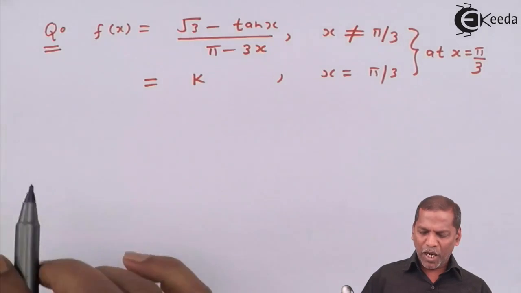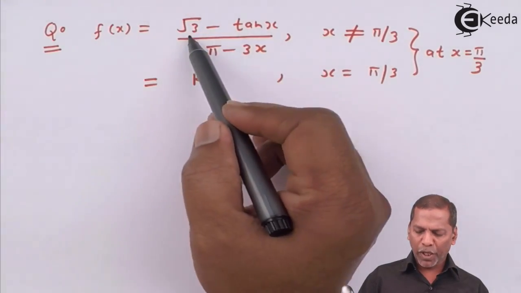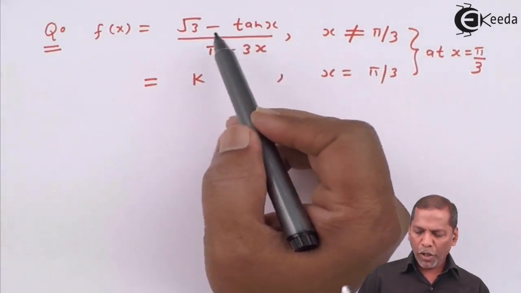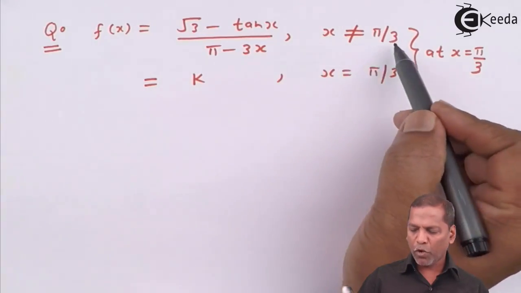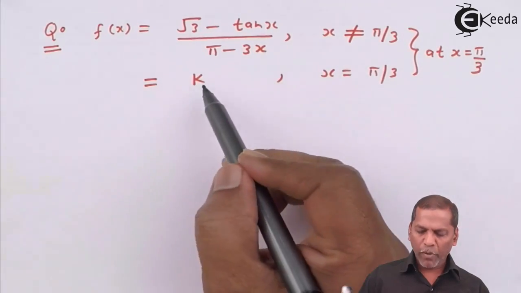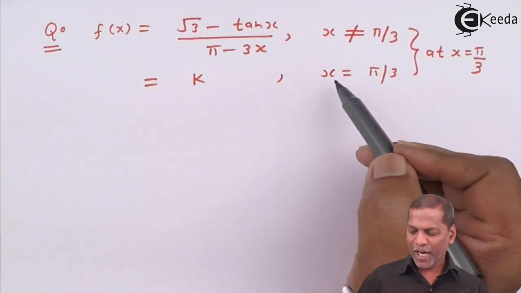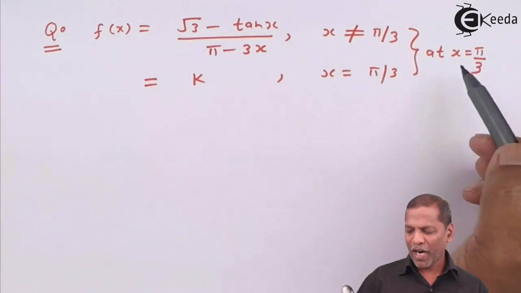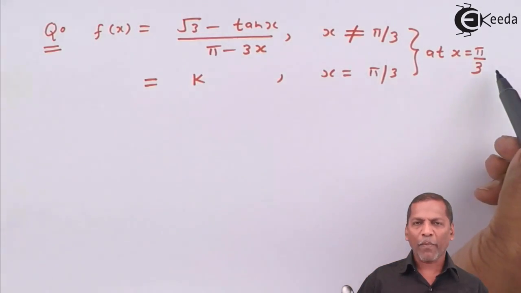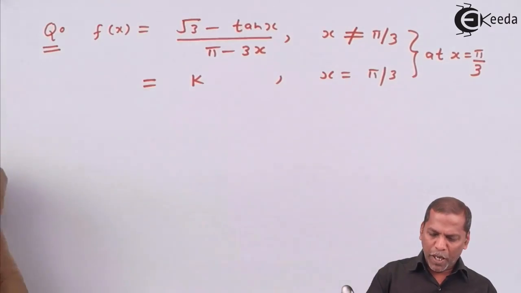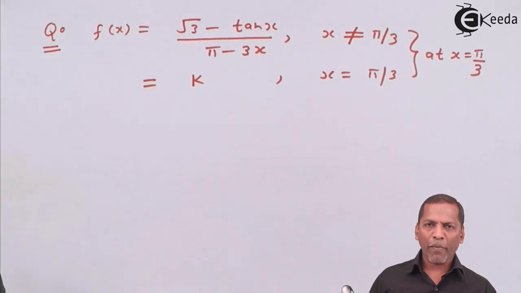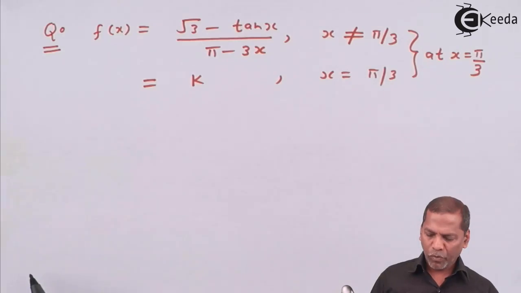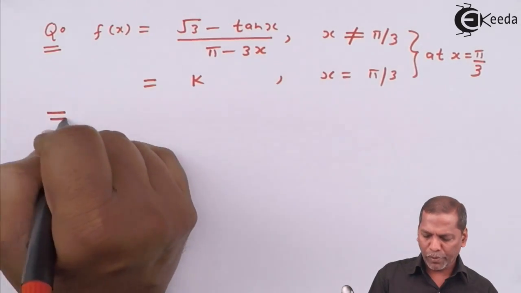The question is f of x is equal to (root 3 minus tan x) divided by (pi minus 3x), for x not equal to pi by 3, and f of x is equal to k at x equal to pi by 3. It means the given function is continuous at x equal to pi by 3 and we have to find the unknown value k. Now let's see the solution.